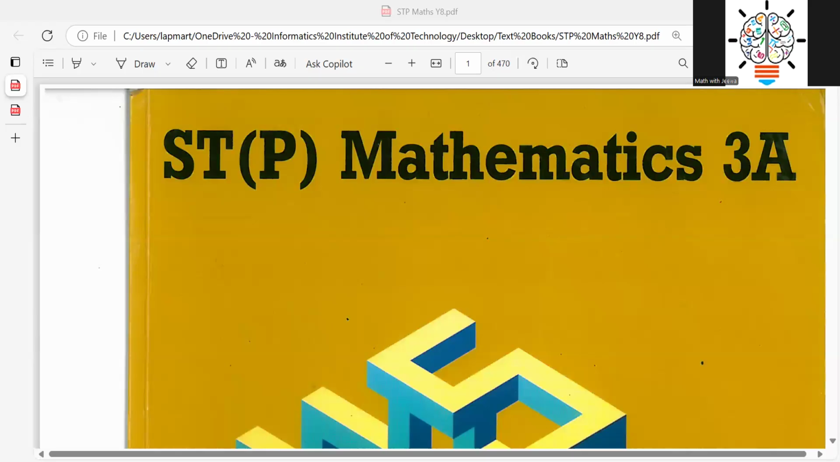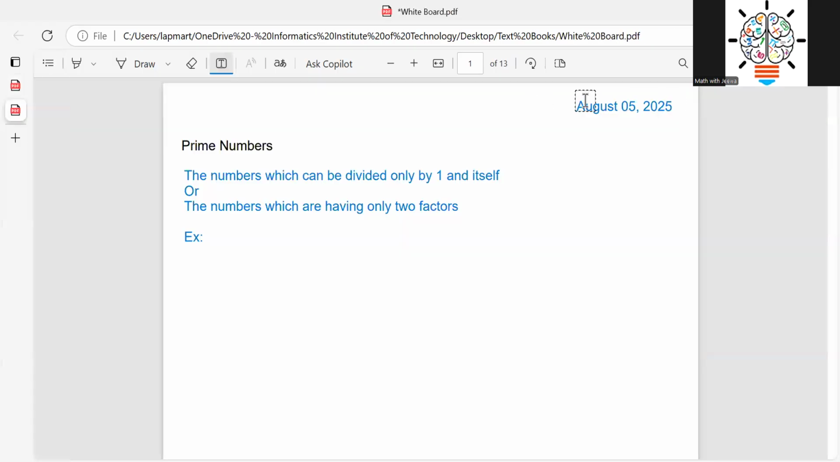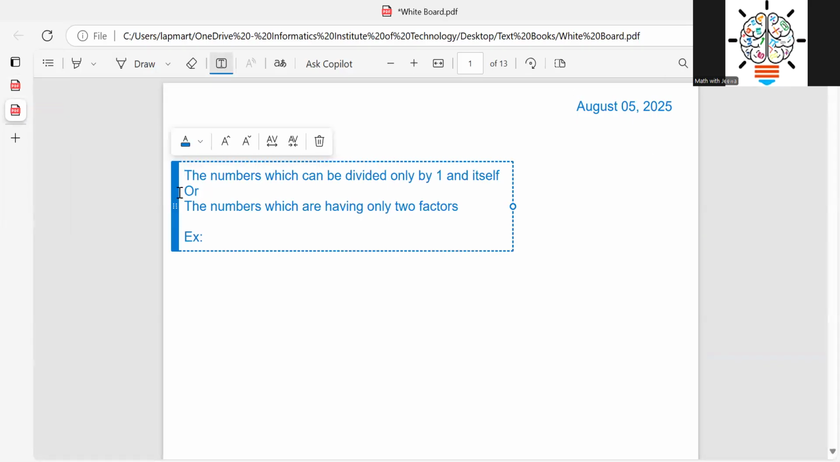As we discussed at the end of the previous video, we thought of starting from factors, prime numbers, multiples, highest common factor, lowest common multiple. So we are just revising that. You have done all these things in grade 6 and 7, but I told you the first 3 days in the STP Mathematics 3A book will be a revision session. So we are just revising the basics. First you want to put the date. Today it is 5th of August 2025, and we are writing about prime numbers.